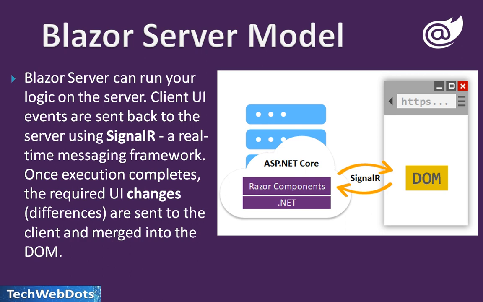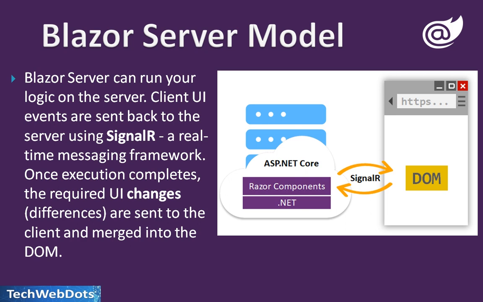Client UI events are sent back to the server using SignalR, a real-time message processing framework. Once execution completes, the required UI changes are sent to the client and merged into the DOM. In earlier days, even with a normal ASP.NET Web Form or MVC application, there is a server and a client, and every time a request is sent to the server from the client, the whole HTML is served to the client browser. But now only the difference is calculated and sent to the client browser, which makes it faster. That's how Blazor Server actually works.